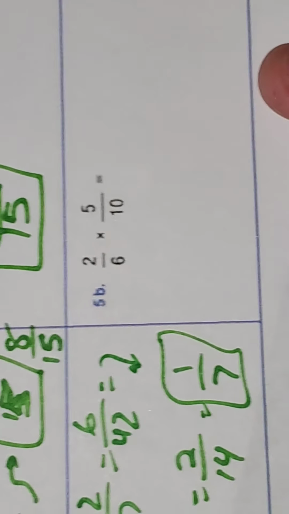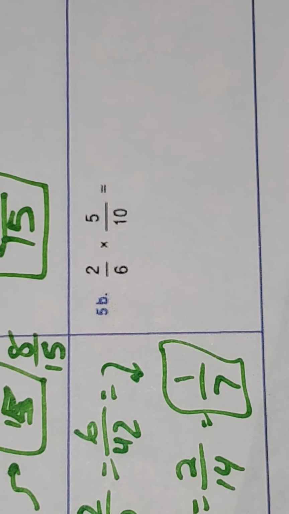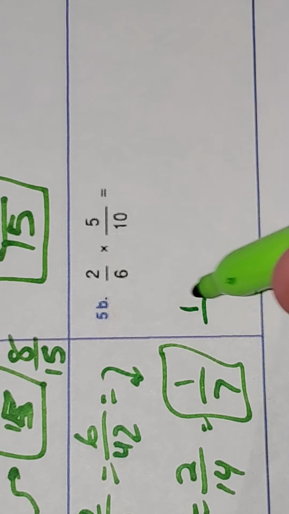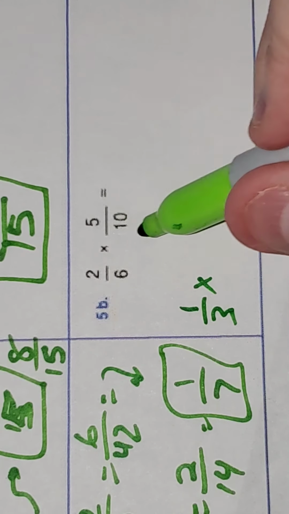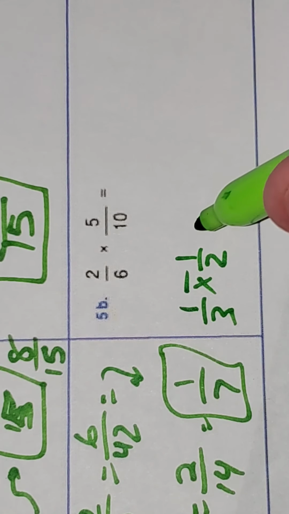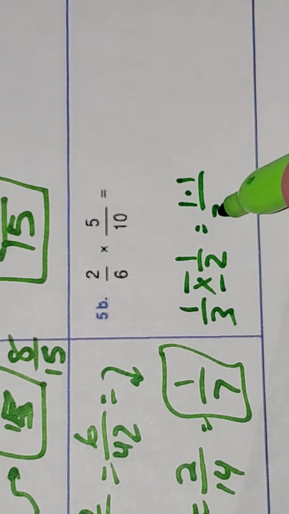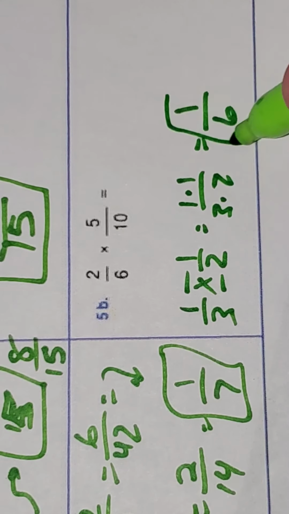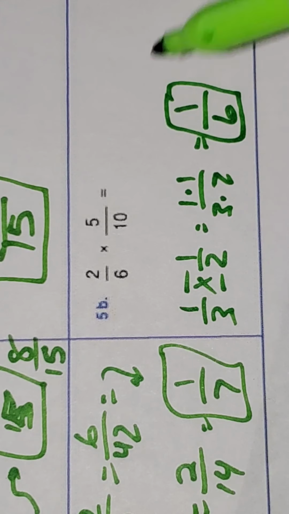This last problem allows us a couple chances to reduce. This first 2/6 is the same as 1/3. 5/10 is the same as 1/2. 1 times 1 over 3 times 2. 1 times 1 is 1, 3 times 2 is 6, and 1 over 6 is our final answer.